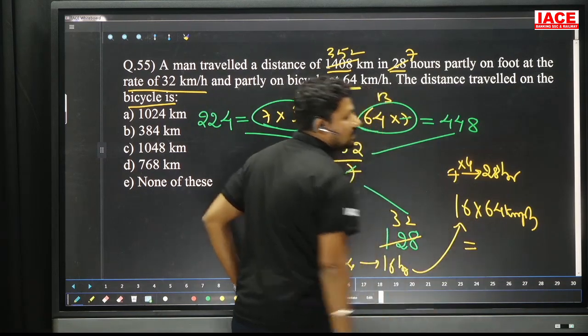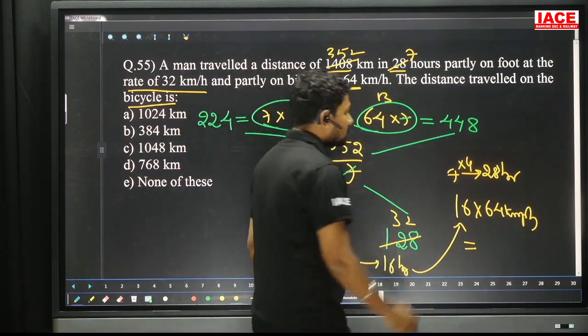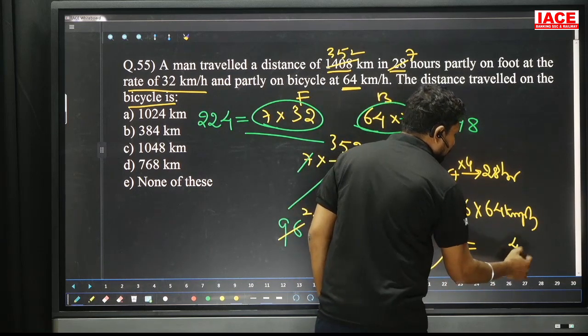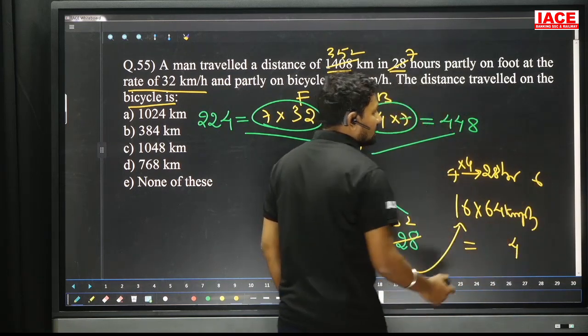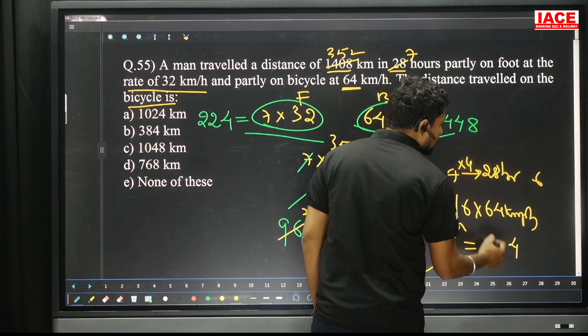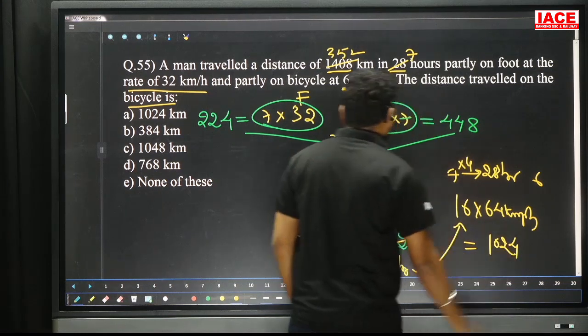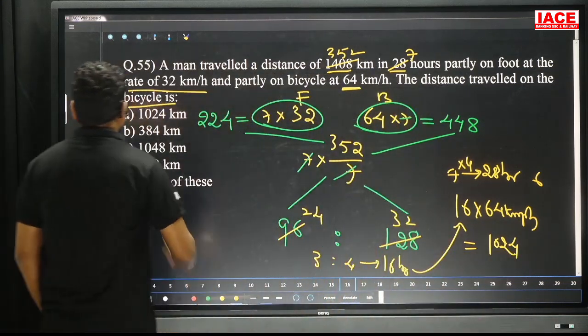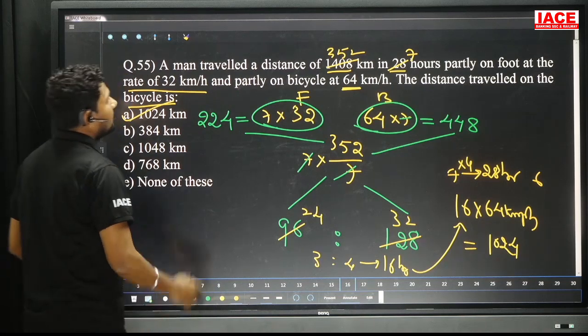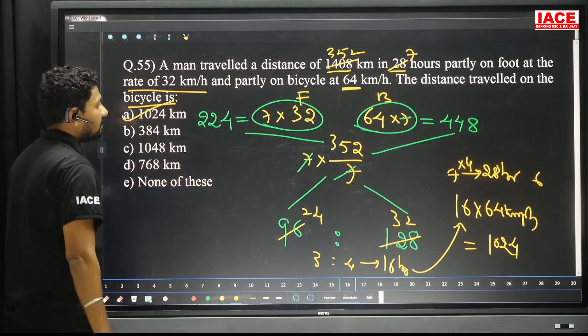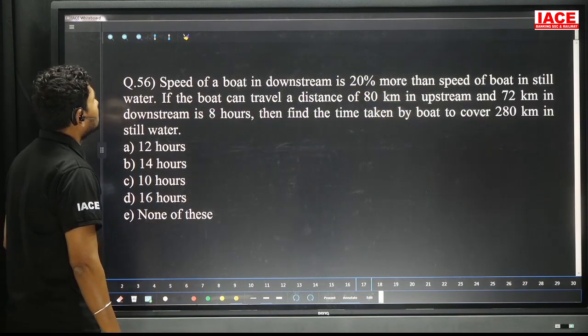16 into 64 is our answer. Multiply with 16. 16 4s are 64. 4 carry forward is 6. 16 6s are 96. 96 plus 6 is equal to 102. Then finally, how many kilometers is completed? 1024 kilometers completed by the person on the bicycle. And coming to the next question, question 56.